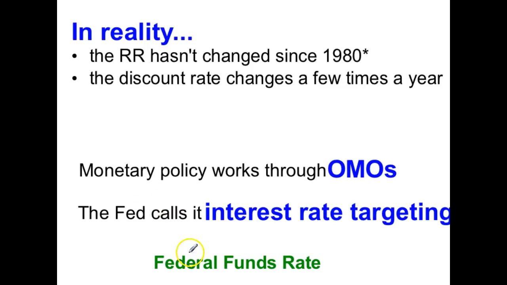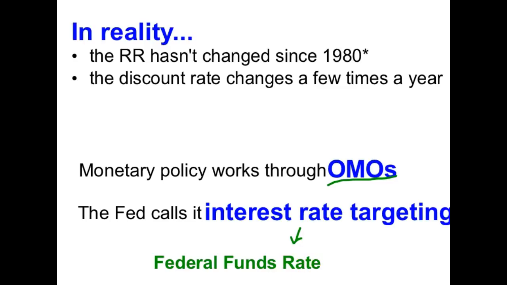So in reality, that reserve requirement, it hasn't changed since 1980. So that's really not a policy tool that the Fed uses. The discount rate changes a few times a year, maybe, and by a percentage point or 2. But mostly, what the Fed does is work through these open market operations. And they call it interest rate targeting. And the interest rate they are targeting is the federal funds rate, the one banks charge each other.